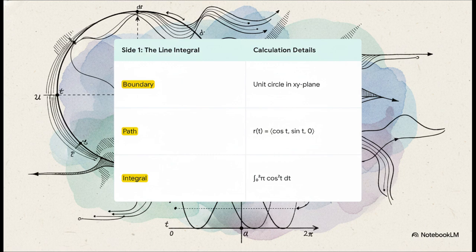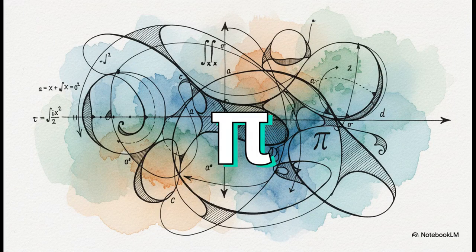We parameterize the boundary, that unit circle, in the standard way with sine and cosine. We plug all of that into our line integral formula, and after a little bit of algebra, the whole problem boils down to just integrating cosine squared of t from 0 to 2 pi. Now, for any of you who remember this integral from class, you'll know right away the answer is pi. So our line integral, the measurement along the boundary, gives us a value of pi.